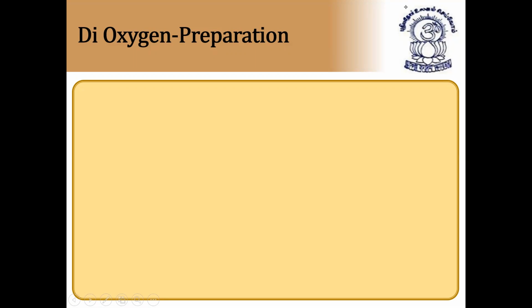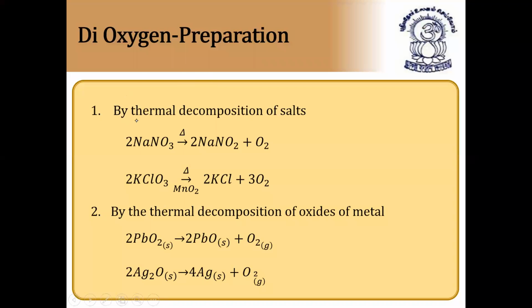So, dioxygen preparation. Oxygen is O2, it exists as diatomic molecules, that's why it is called dioxygen. Now we are going to do dioxygen preparation. First, by thermal decomposition of salts. Dioxygen is prepared by the thermal decomposition of salts.